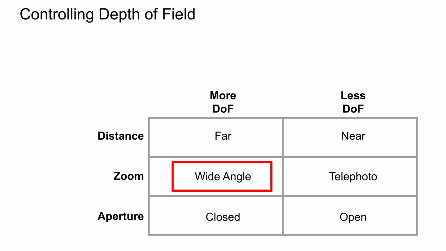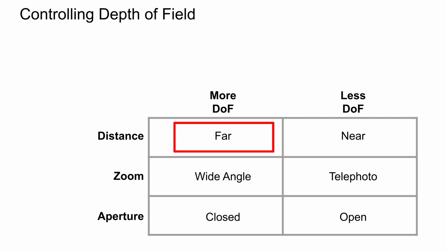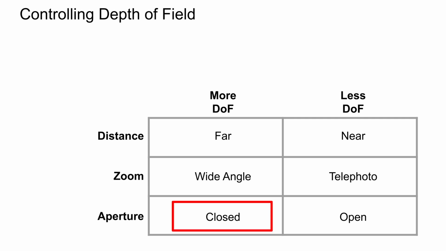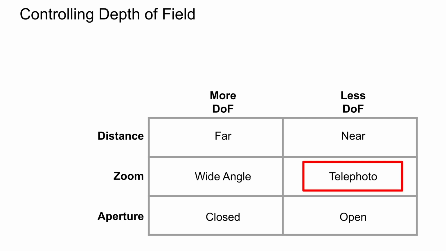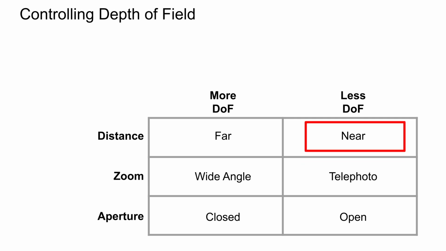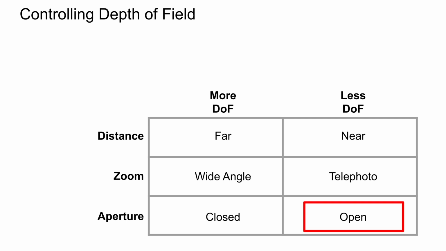As you zoom out, you get more depth of field. As you move the camera away, you get more depth of field. As you close the aperture, you get more depth of field. As you zoom in, you get less depth of field. As you move the camera closer, you get less depth of field. And as you open the iris, you get less depth of field. Pretty much just have to memorize this, but it's something that you do need to understand.